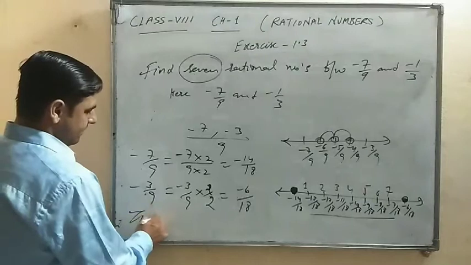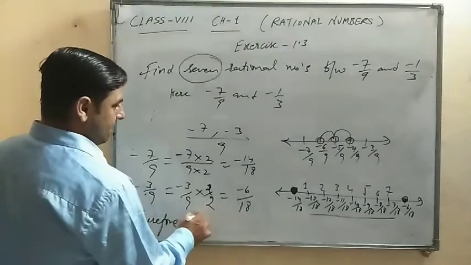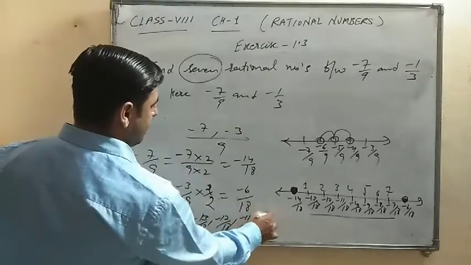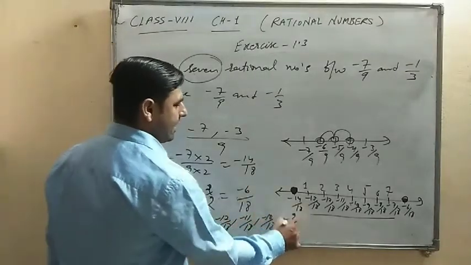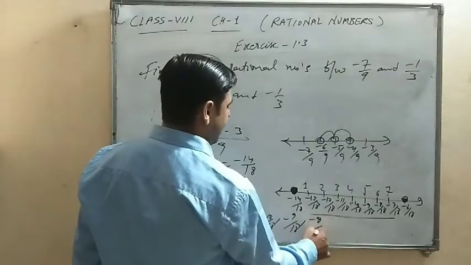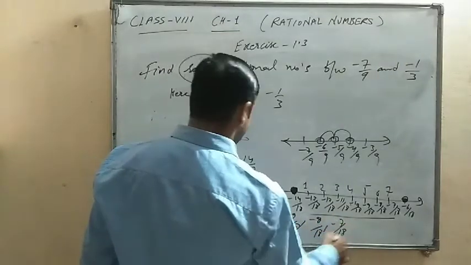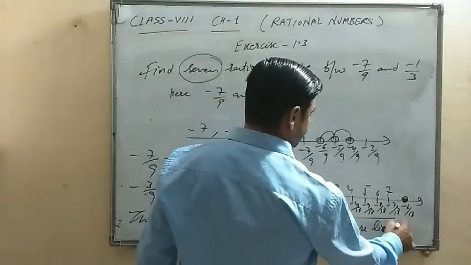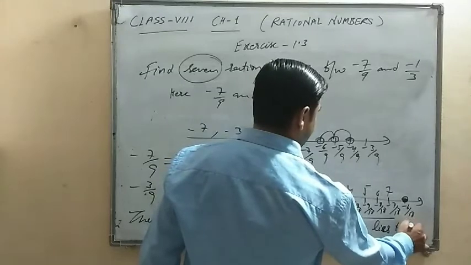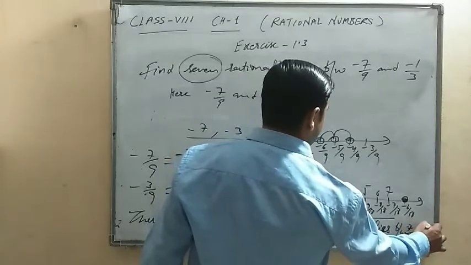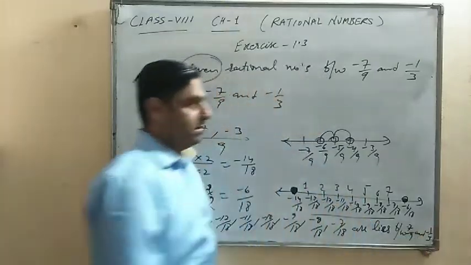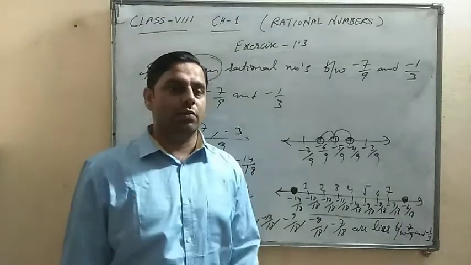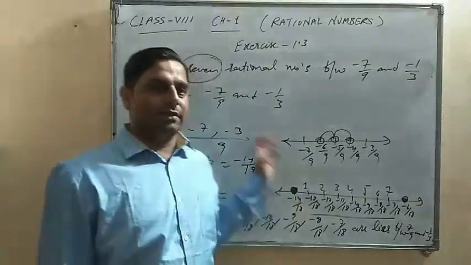So therefore minus 13 by 18, minus 12 by 18, minus 11 by 18, minus 10 by 18, minus 9 by 18, minus 8 by 18, minus 7 by 18 lie between minus 7 by 9 and minus 1 by 3. So these types of sums in exercise 1.3, you can do by these methods.